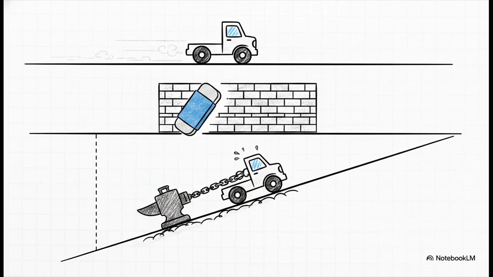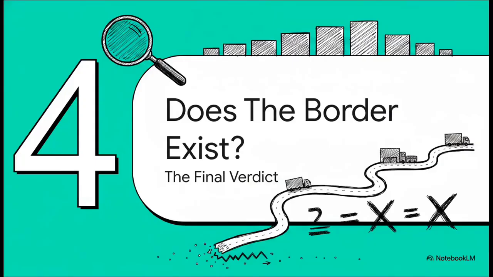As for why? Well, it could be because domestic distribution networks are just way more efficient, or maybe the types of goods traded domestically are fundamentally different. But the border itself? It was never a magic wall. Section 4. Does the border exist?